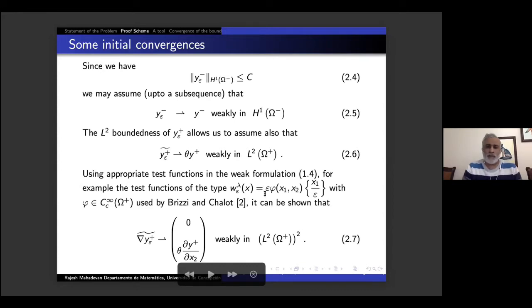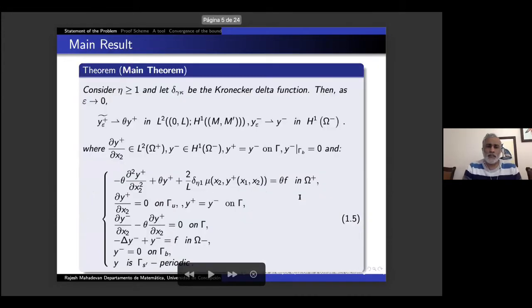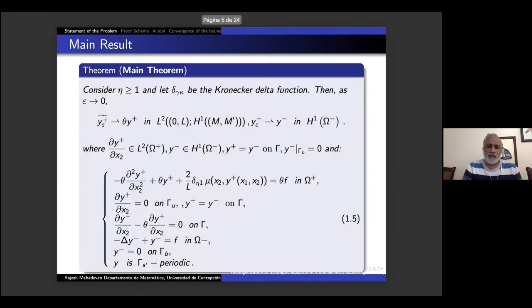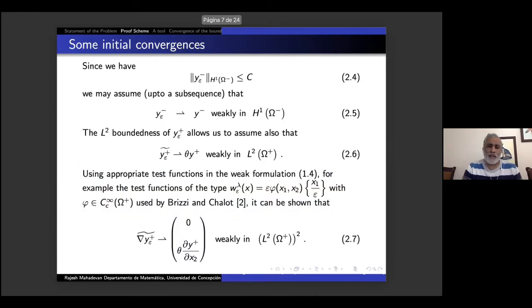And if you use these test functions in the weak formulation, which is here, and pass to the limit, then all the terms will drop out except the ones which involve the gradient. And from that you can conclude that the extension by 0 of the gradient of y epsilon plus has the following structure.